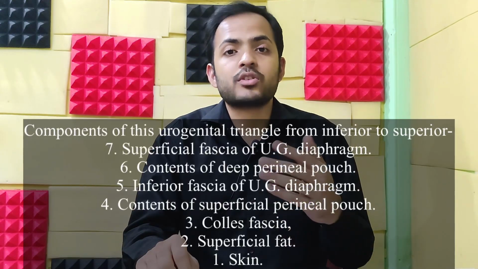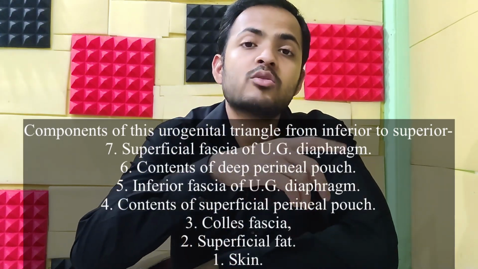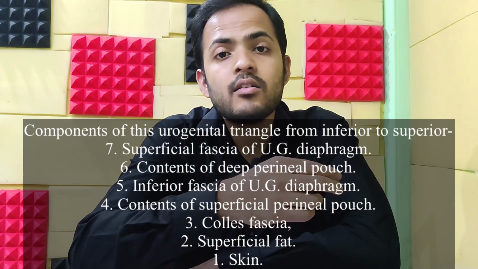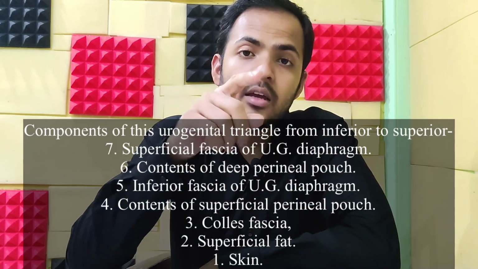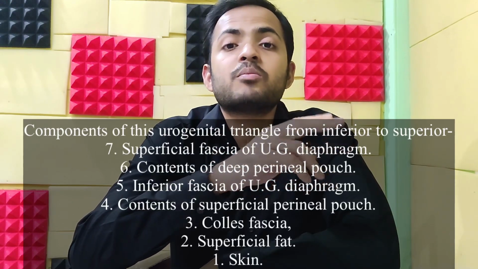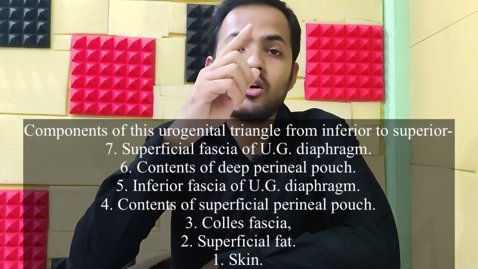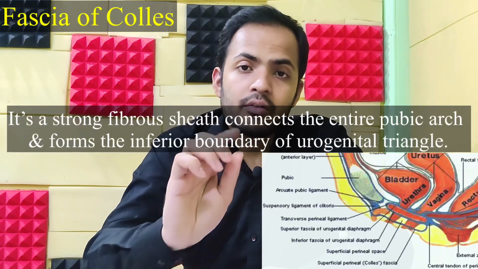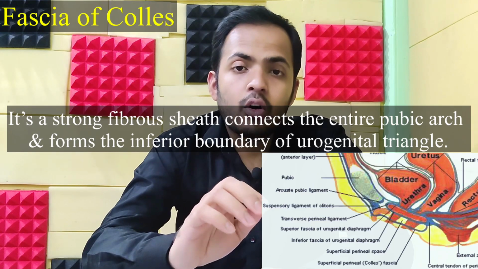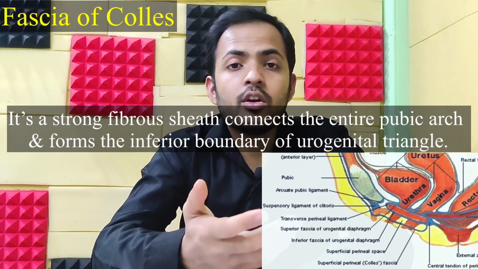Now we are getting lots of structures in this urogenital triangle, starting from below to above. First of all skin, then superficial fat layer, then fascia of Colles, then contents of superficial perineal pouch, then inferior fascia of urogenital diaphragm, which is also known as perineal membrane, then contents of deep perineal pouch, and then superficial fibrous sheet connects or stretches the entire pubic arch and forms the lower boundary of the urogenital triangle.